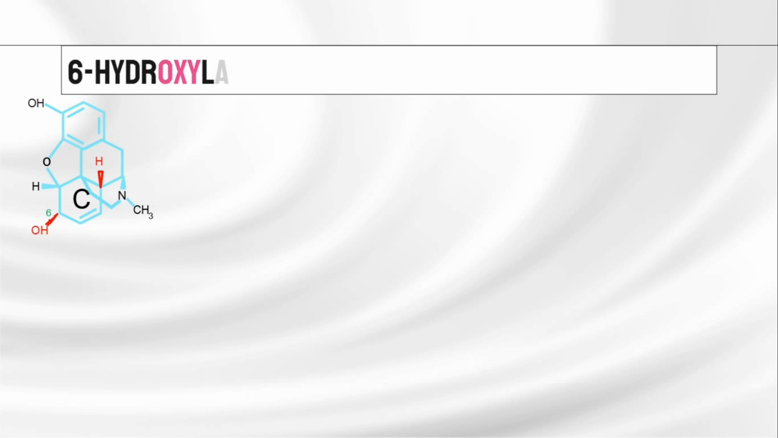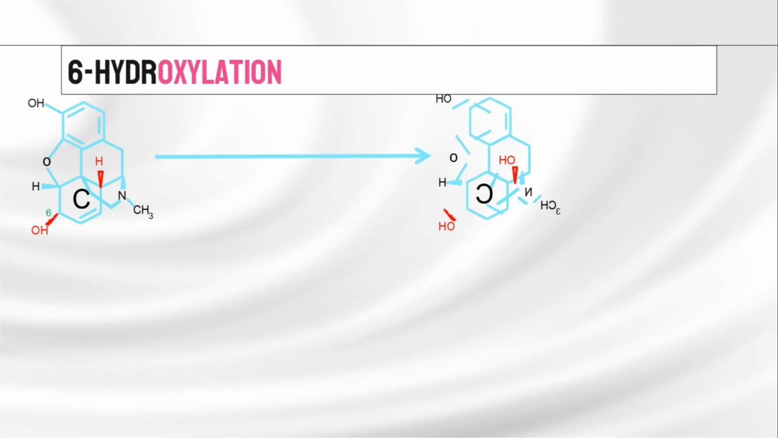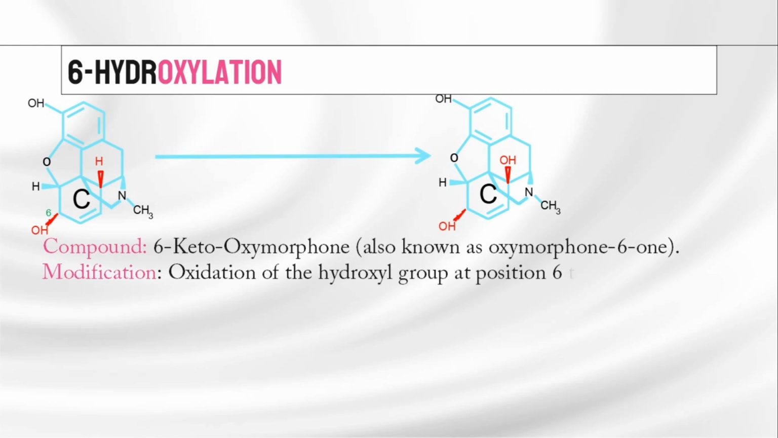Next, we're diving deep into the captivating world of medicinal chemistry to explore a truly intriguing compound, 6-hydroxyoxymorphone. This isn't just any molecule, it's a derivative of oxymorphone, itself a potent opioid analgesic. But what makes 6-hydroxyoxymorphone stand out compared to the well-known morphine? Let's embark on this molecular journey together.